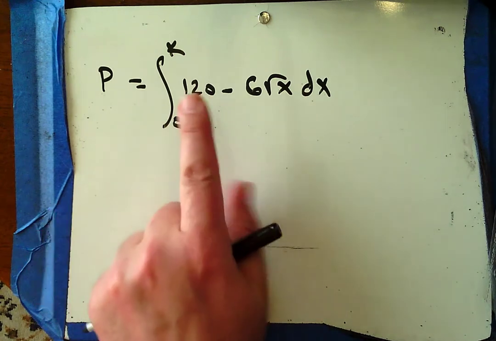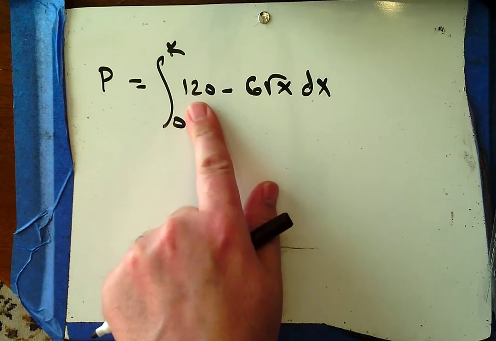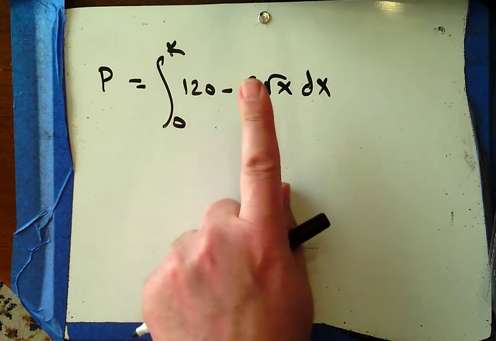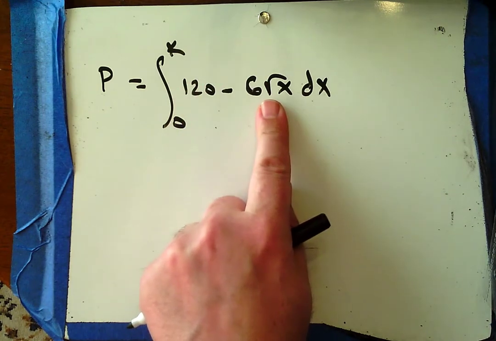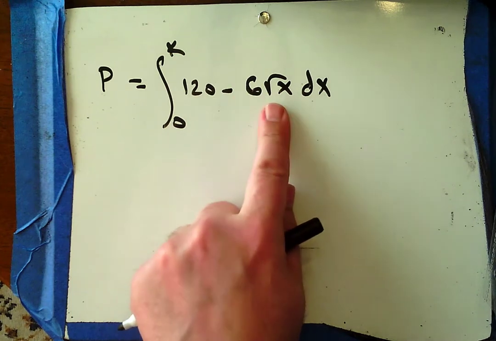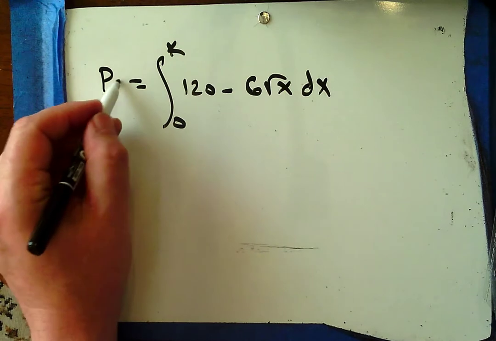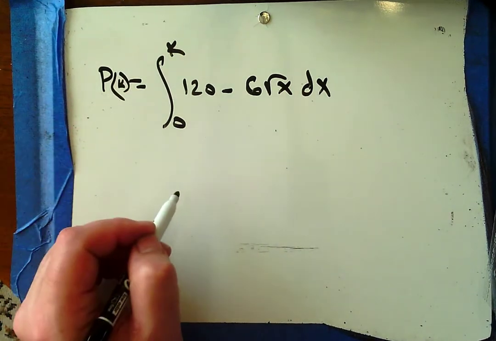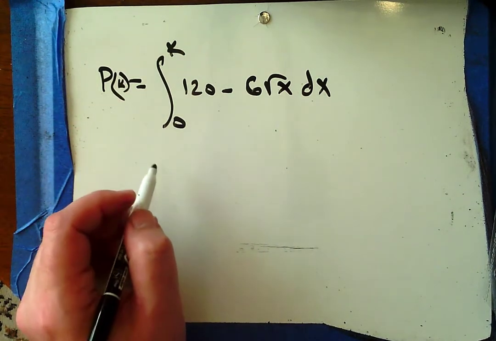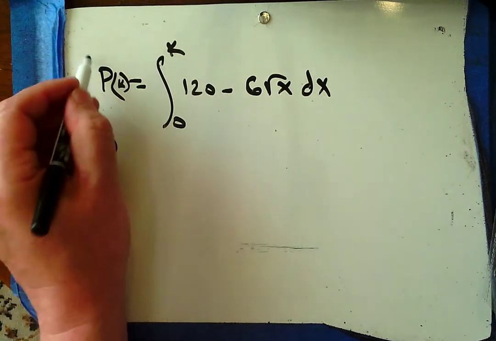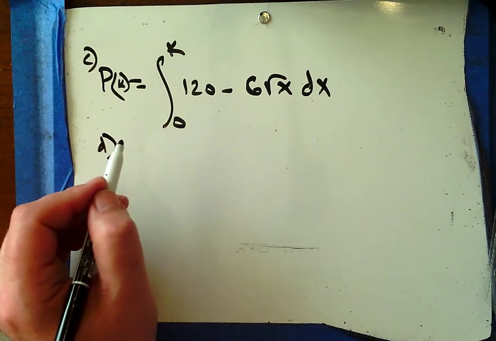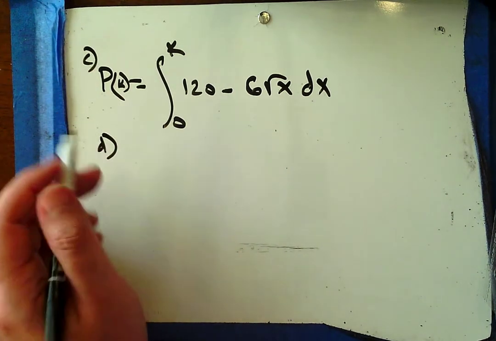So this is the total amount that we get coming in when we integrate rate in, and when we integrate rate out, that's the total cost to us to make the thing. And the difference between the money in and the money out is going to be our profit. So P of K. All right. And then finally, part D. Part D says, find the maximum profit.